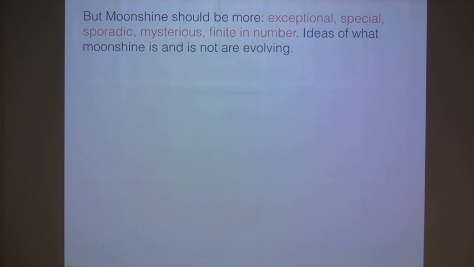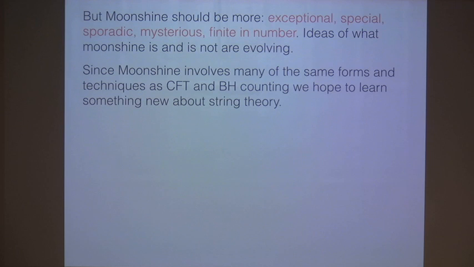So in moonshine, as we've heard, and as is true in monstrous moonshine, many of the same forms and techniques that appear in conformal field theory and in black hole counting arise in the study of moonshine. And we therefore hope that maybe we will learn something about string theory, because it really is one of the open mysteries in string theory to explain the origin of these compactifications, conformal field theories that have these incredibly large symmetry groups. It's really strange that it occurs.